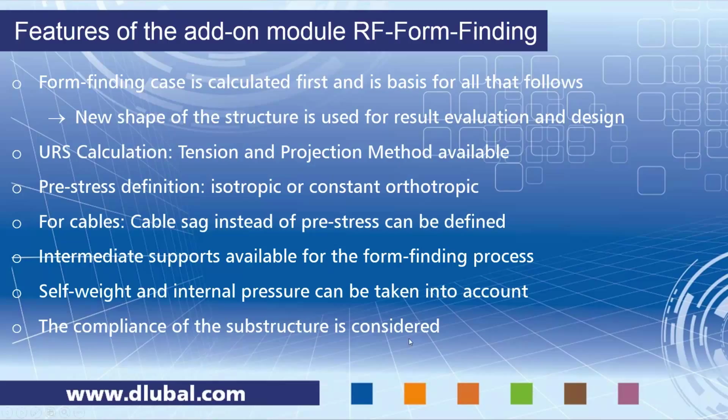And then what we have available, and I think is actually quite important, are the intermediate supports. They are available just for the form finding process, so you can deactivate supports once the form finding process is completed. You can consider self-weight and internal pressure, and that's quite obvious, I think. So all the deformation of the substructure is considered. So that's all for the PowerPoint slides right now, and we go ahead and have a look into RFEM now.